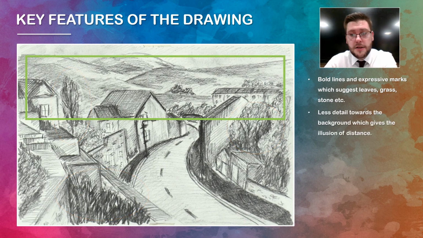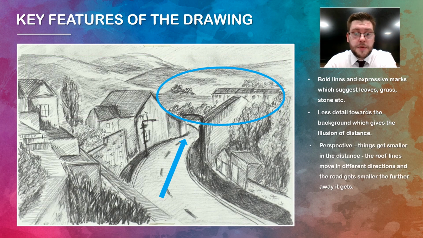I've used less detail towards the background, which gives the illusion of distance and adds to the perspective. And I've used perspective in some of the roof lines and some of the roads and anything that really is going into the distance. And you can see this where the road gets smaller as it gets further away from us, and the buildings in the back are a lot smaller than the ones in the foreground.